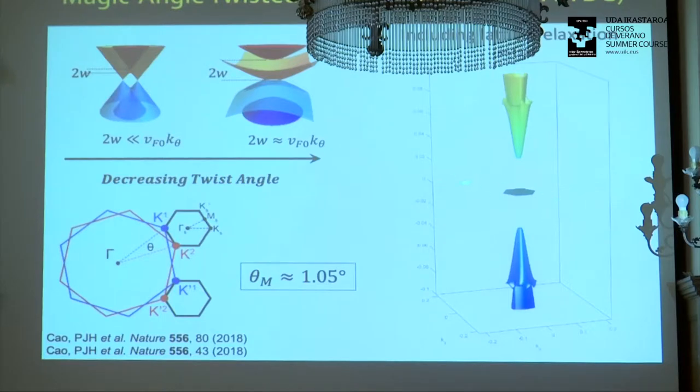What happens when we put the Fermi energy in that flat band? You get correlated insulator behavior, superconductivity, etc. So let's go back for a moment and think in terms of the phase diagram, because you're going to see how this phase diagram, which for graphene is very simple, becomes more and more complex as we go towards higher and higher quality devices.